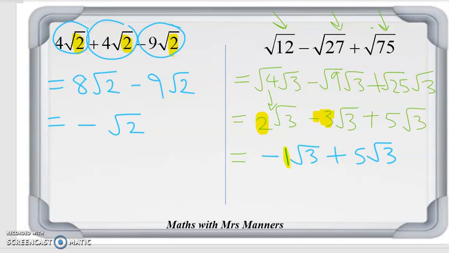I'm just not going to write it if it appears in my final answer. So then I've got minus 1 root 3 plus 5. Minus 1 plus 5 is 4. So that'll give me 4 root 3, and that is my final answer to this question. It turns out that all three terms are like surds, so I could combine them.